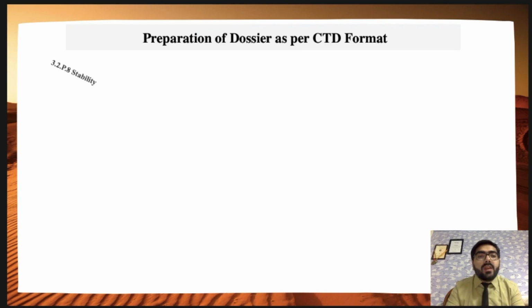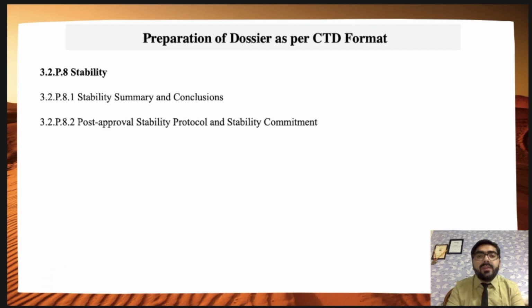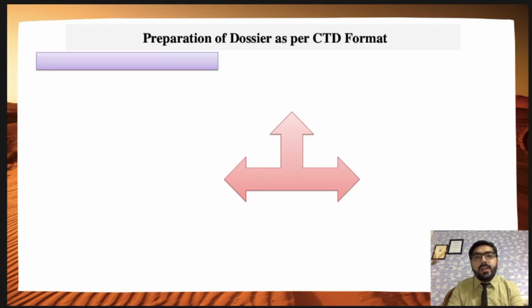And then 3.2.P.8, the stability part. Then P.8.1 contains the stability summary and conclusions. P.8.2 contains the post-approval stability protocol and stability commitments. Then there is the stability data. P.8.3 contains stability data, right? So there are different types of data we have to submit, like long-term data, intermediate data, and accelerated stability data. So we have to mention accordingly, right?